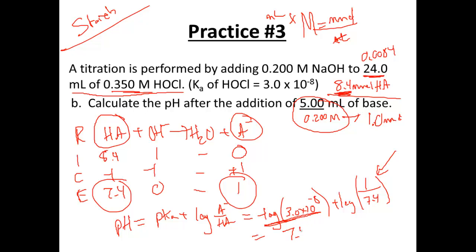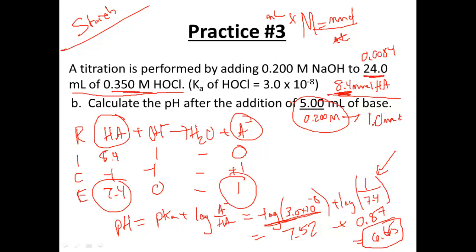That ends up being 7.2. That's the pKa. The pKa is 7.2 for this particular problem because of the Ka value. And plus this portion here, I think, is approximately 0.87. So when you add those together, we get a pH of 6.65.